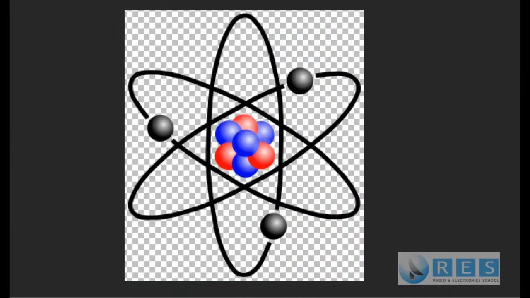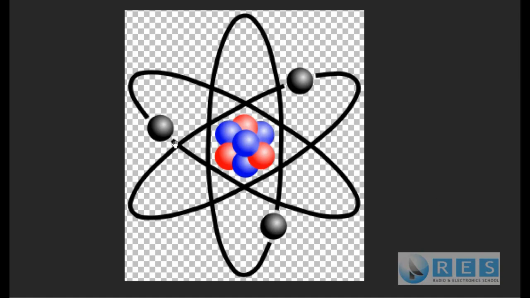The slide on the screen is an atom. There are 100 plus different types of atoms on Earth. Metals, iron, copper, tin, silver, gold, they're all atoms, and all metals are conductors of electricity. And things like glass, rubber, plastic, ceramic are insulators of electricity.